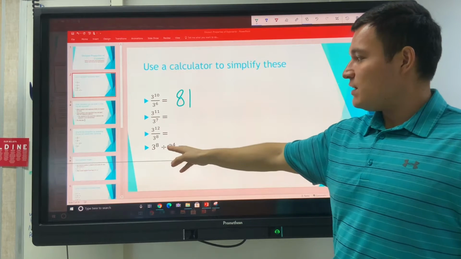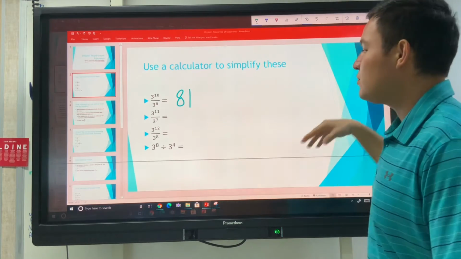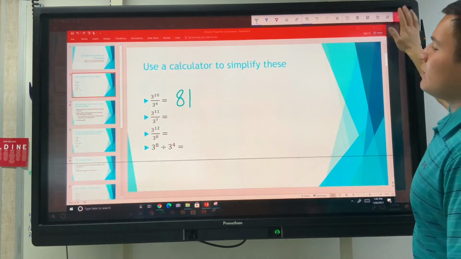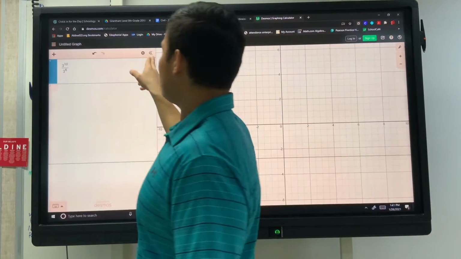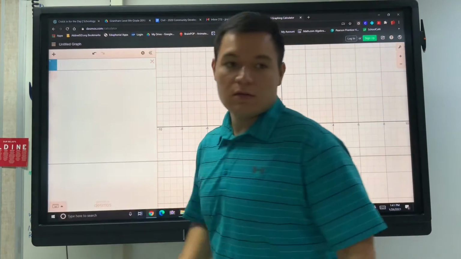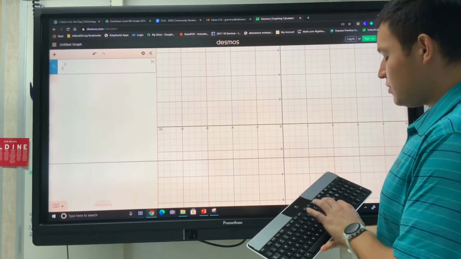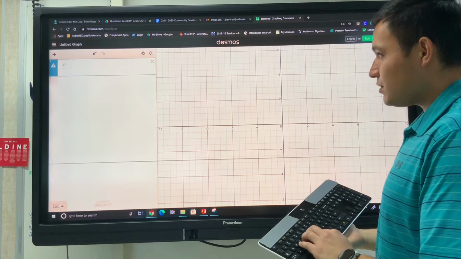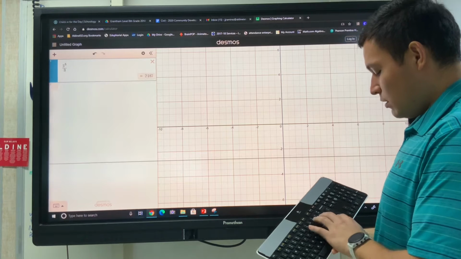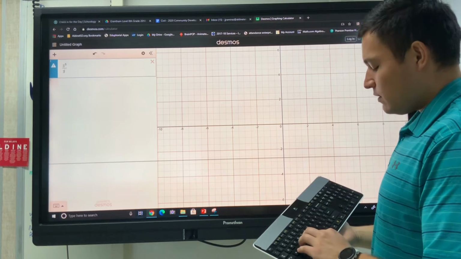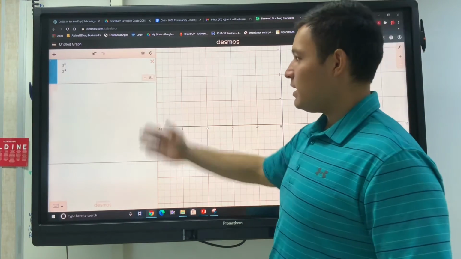Go ahead and put these other ones in Desmos. I'm only going to do the last one in Desmos, but you go ahead and answer the other 2. So 3 to the 8th divided by 3 to the 4th. 3 to the 8th power divided by 3 to the 4th power. 3 shift 8 slash 3 shift 6 4, and we get the number 81.